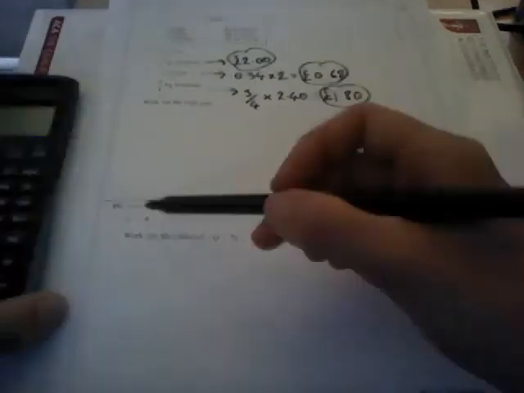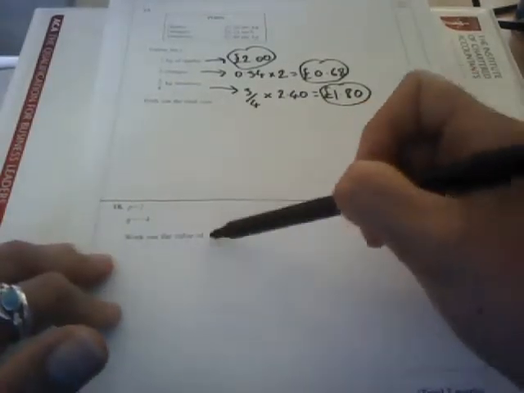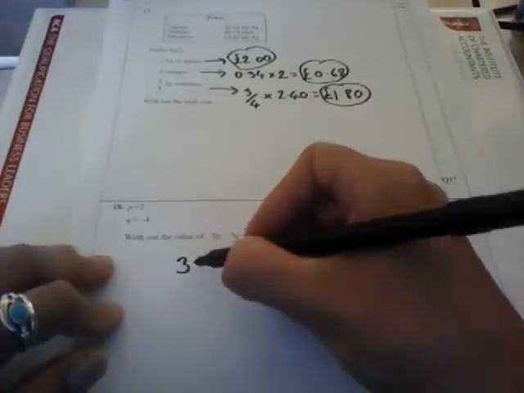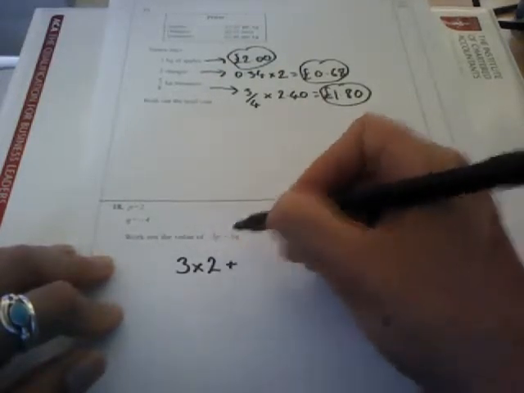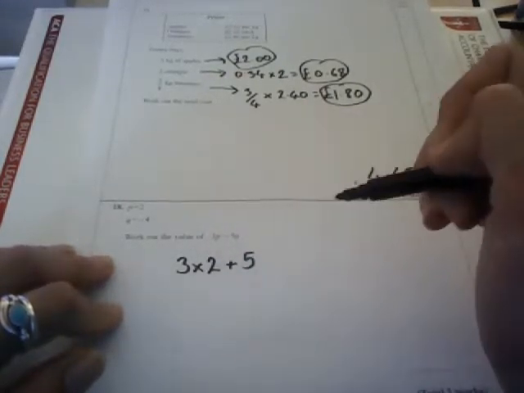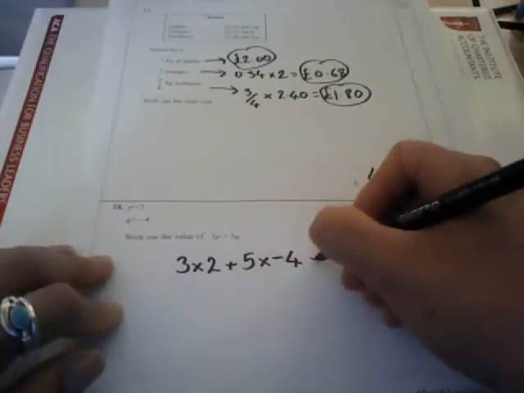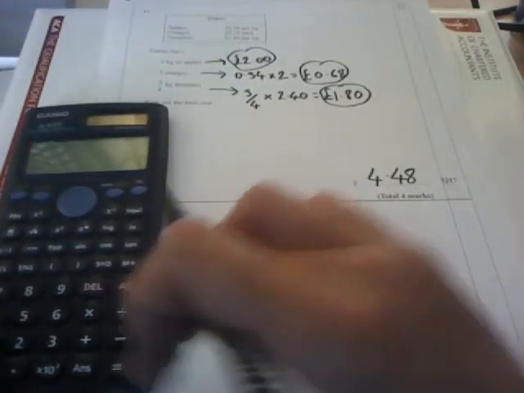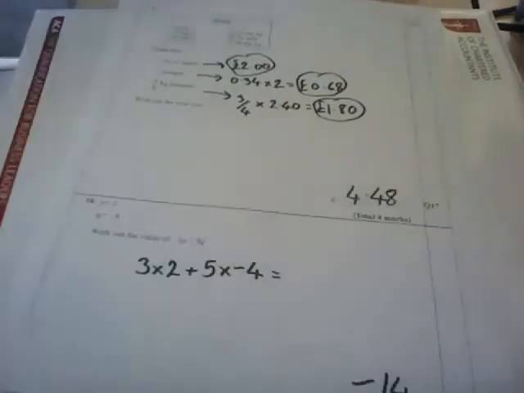Question 18. If P is 2 and Q is minus 4, work out the value of 3P plus 5Q. 3P means 3 times P, and P is 2. Add 5Q, which means 5 times Q, and Q is minus 4. So I'm just going to type all of that into my calculator, because then I hopefully won't make a mistake with negative numbers, and I've got negative 14.